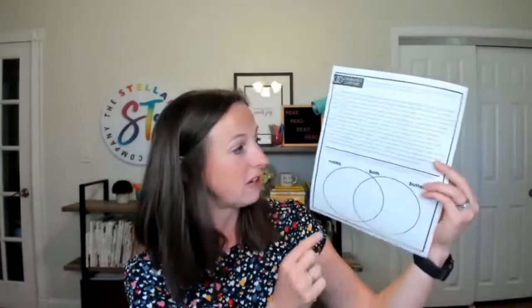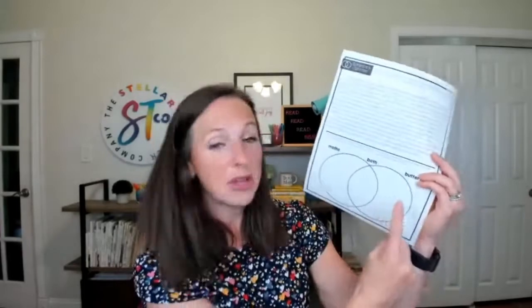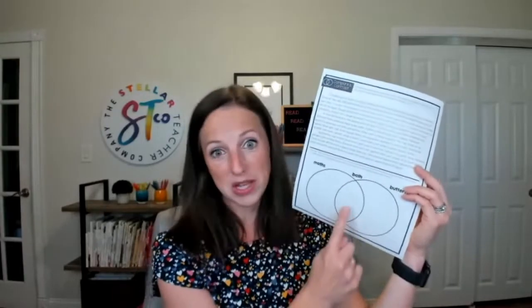And so when we're finished or as we're reading, we're going to want to fill out this Venn diagram. And we know that in a Venn diagram, we're going to be looking for details about moths that are unique to just moths. We're going to be looking for details about butterflies that are unique to just butterflies. And then we're going to be looking to see what details are shared between the two animals.